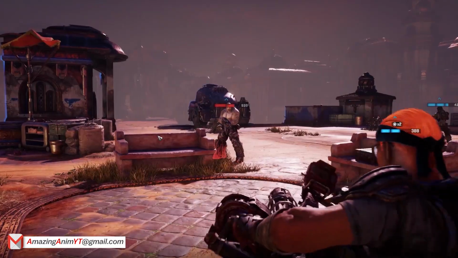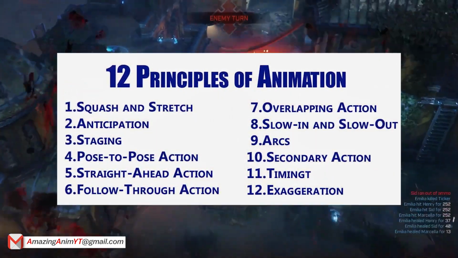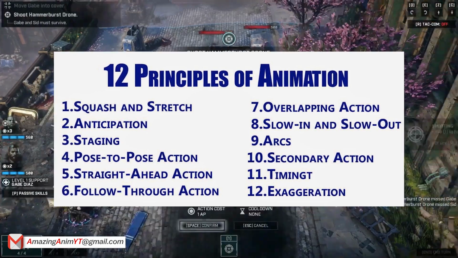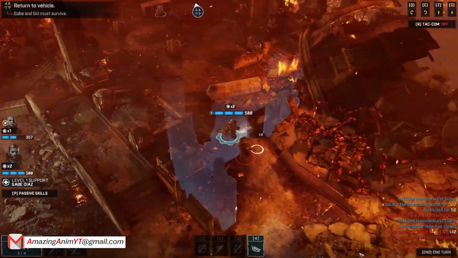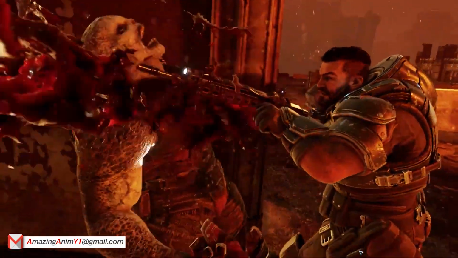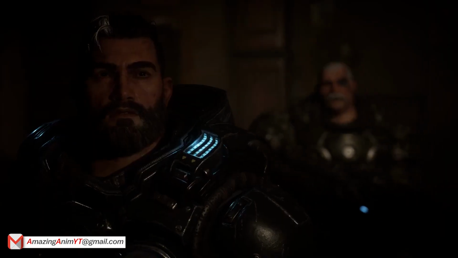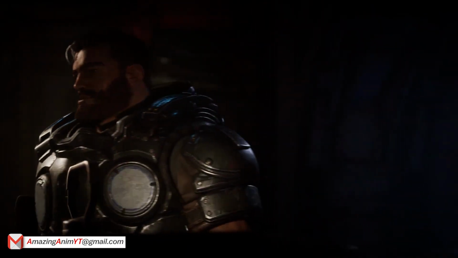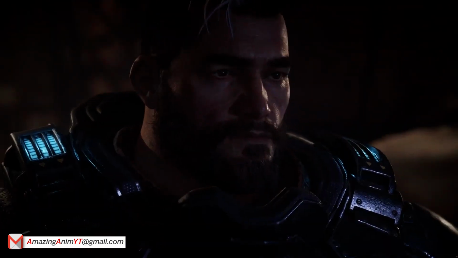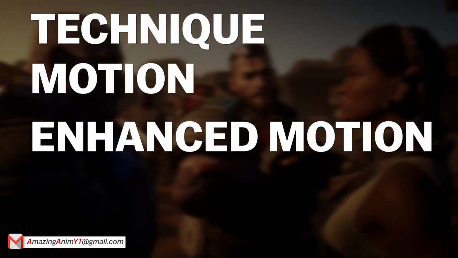Now, when it comes to the 12 principles of animation, when I was starting off, it was extremely daunting. It can get a little excessive at times to memorize these while you're animating, especially, like I said, when you're starting off. But this article discusses the 12 principles of animation, and it goes about categorizing them in 4 areas. I'm going to link the article in the description below, but I want to give you a little overview of it. The 4 areas are technique, motion, enhanced motion, and aesthetics.